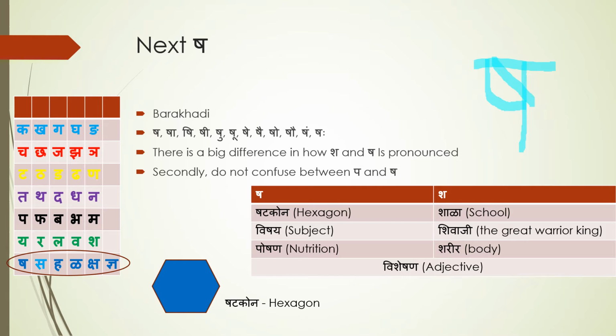Now, how do you differentiate between the two words, or rather the two letters? So here are a few examples. With sh, you have षटकोन, a hexagon. With sh, you have shala, school. Vishay, subject, Shivaji, the great warrior king. Poshan, nutrition, sharir, body. And the last one, which has both these letters, Visheshan. Visheshan is the adjective and maybe the highlight for this letter.